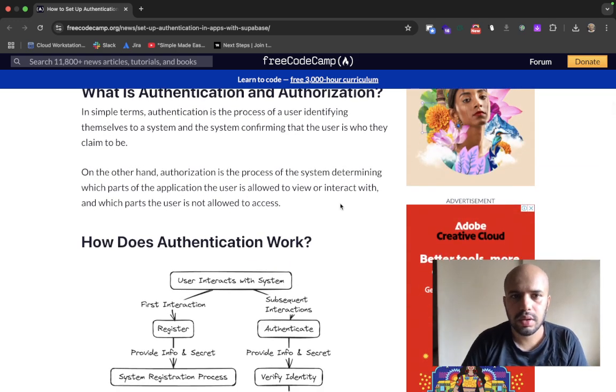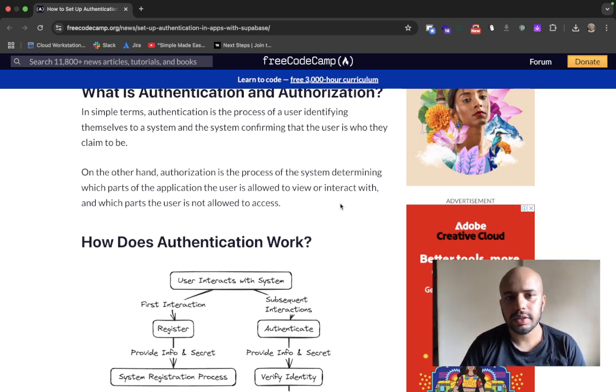So, question: what is authentication and authorization? In simple terms, authentication is the process of a user identifying themselves to a system and the system confirming that the user is who they claim to be. On the other hand, authorization is the process of the system determining which parts of the application the user is authorized to view or interact with, and which parts the user is not allowed to access.